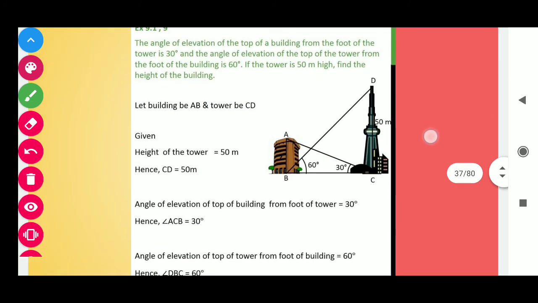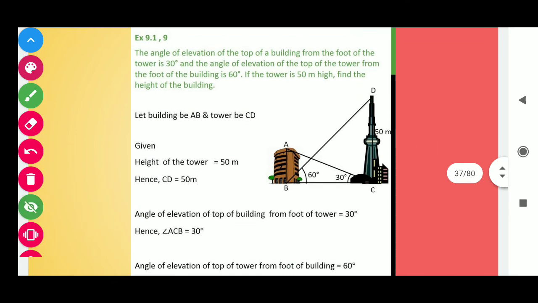Now students, here is question number 9. This is also important question. The angle of elevation of the top of a building from the foot of the tower is 30 degree and the angle of elevation of the top of the tower from the foot of the building is 60 degree. If the tower is 50 meter, find the height of the building.